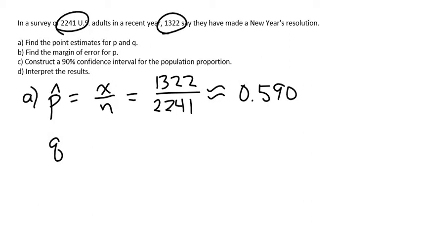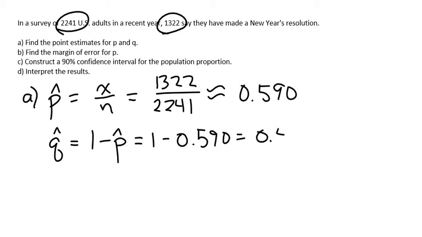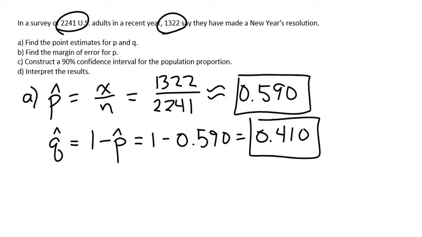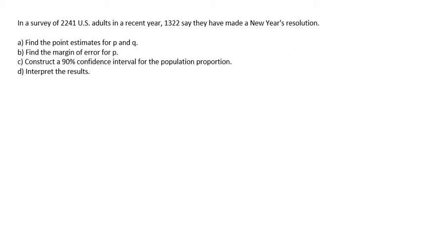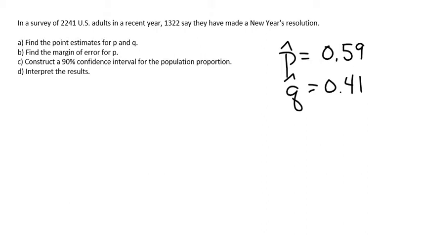Now, to calculate Q hat, we say 1 minus P hat, which is 1 minus 0.590, which is equal to 0.410. Now let's look at part B. Find the margin of error for P. To calculate the margin of error, let's use the formula.